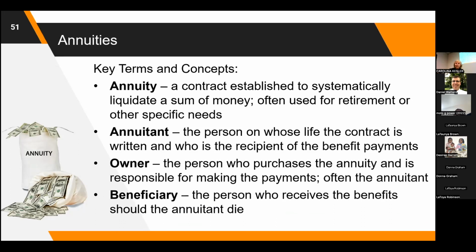The beneficiary is the person who receives the benefits should the annuitant die. So if you didn't buy a straight life or ordinary life annuity, then you have a beneficiary. 98% of all annuitants are written as straight life. They have no beneficiary. So if the annuitant dies 3 weeks after they started taking their payments, guess what? The company keeps all the money. Sound like a good deal? If you write one, make sure they have a beneficiary, right? It's not going to be that much difference in payments.